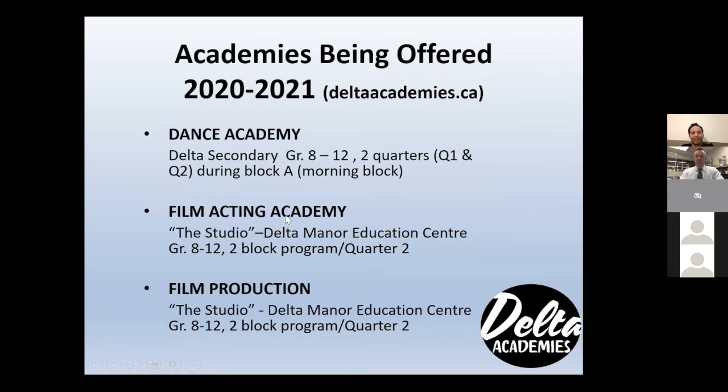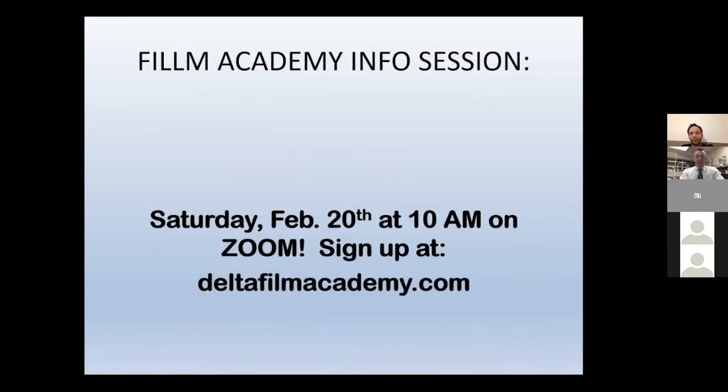Film Acting Academy is happening at the Delta Manor Education Center. It's a 2-block program in quarter 2. And film production is also a 2-block program in quarter 2. This is also offered to grade 8 to 12 students. There is going to be a Zoom session February 20th at 10 a.m. if you're interested in getting more information about the Film Academy.